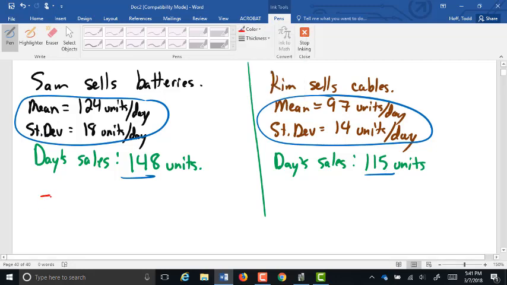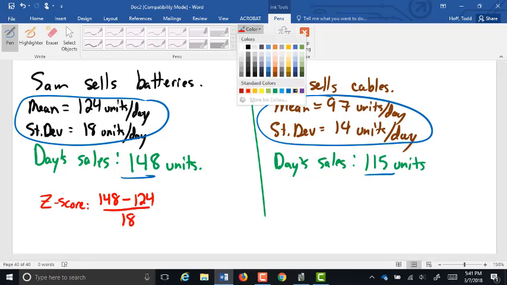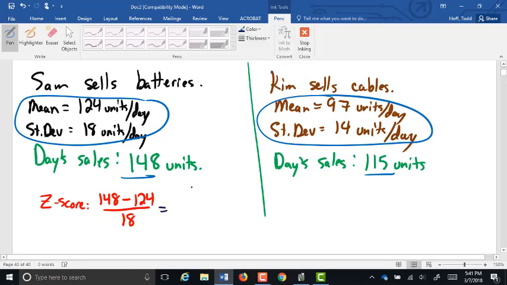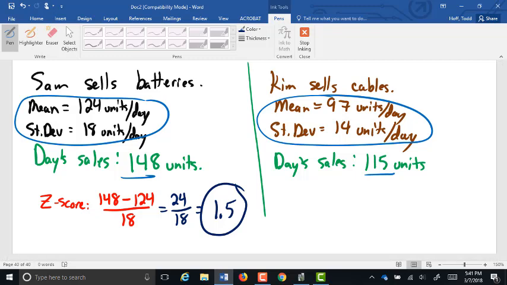The Z-score for Sam's sales is going to be Sam's sales of 148 minus the mean of 124 over 18. 148 minus 124 is 24. Divided by 18 is 1.5. Now that's positive, which means Sam is better than average, better than the mean. 1.5 standard deviations better than the mean, to be exact.